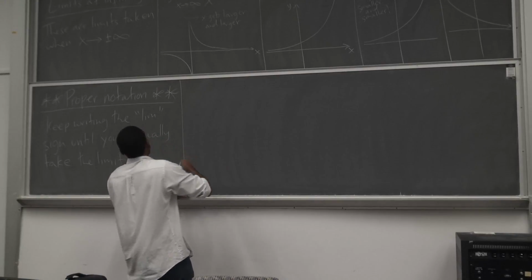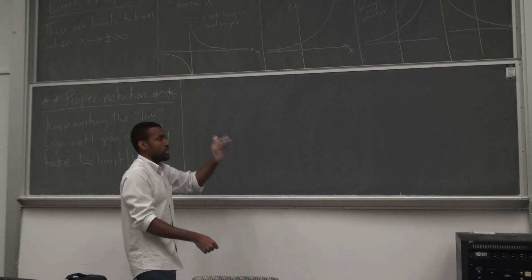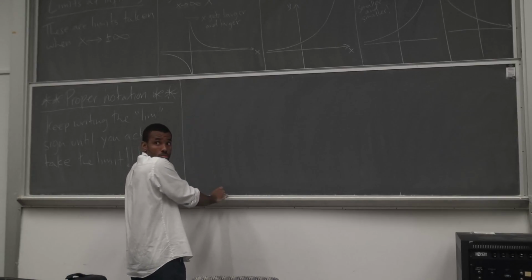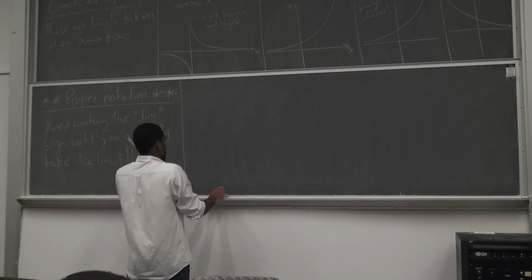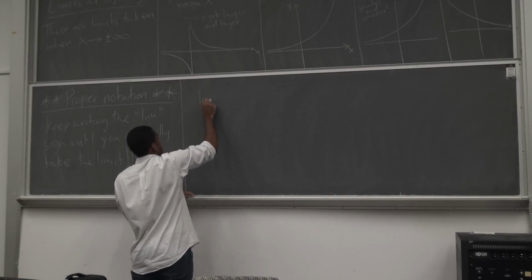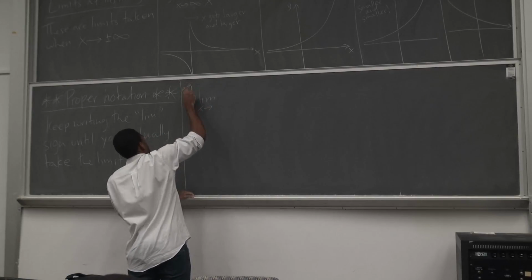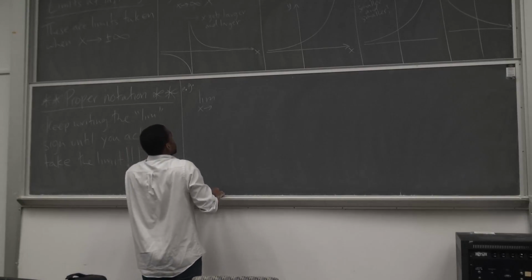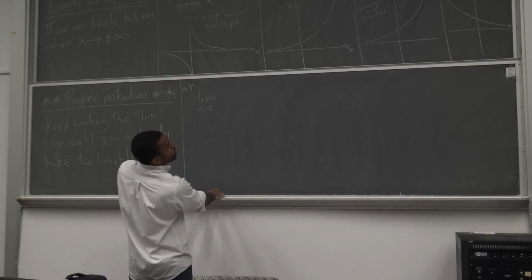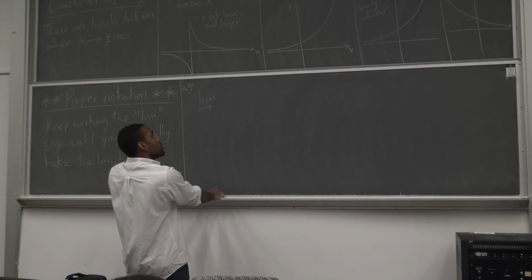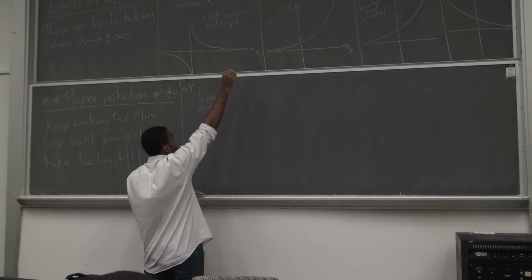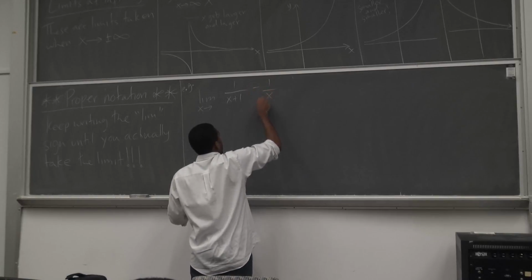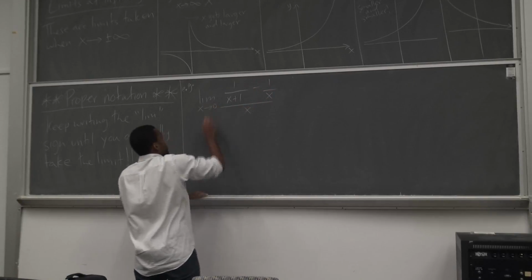So again, as I was saying, you'll notice from the last example I did with the rationalizing, I kept writing the limit until the point I actually plugged in 0. You have to write the whole thing. So we have limit as x approaches 0. Let's do something like 1 over x plus 1 minus 1, all over x.